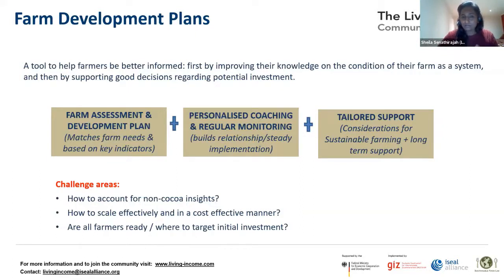Two, we also see that, just looking at this, personalized coaching, regular monitoring, tailored support, investment that has to go in, be it financial or technical. How do you scale this up effectively? I mean, in a cost-effective manner? These are questions that still need to be answered. You can do it for some, but how do you do it for the hundreds and thousands of farmers that are out there? And then three, are all farmers ready? And where do you target your initial investment? So these are some of the key points.